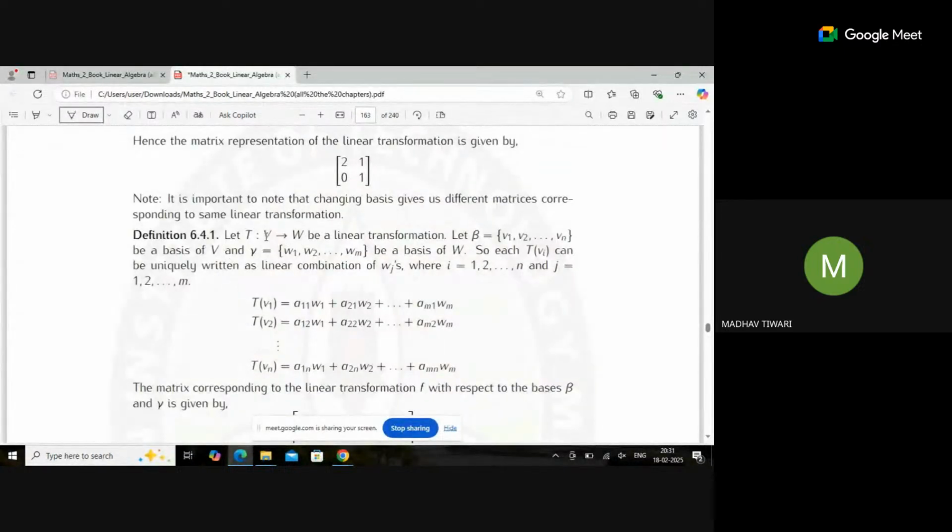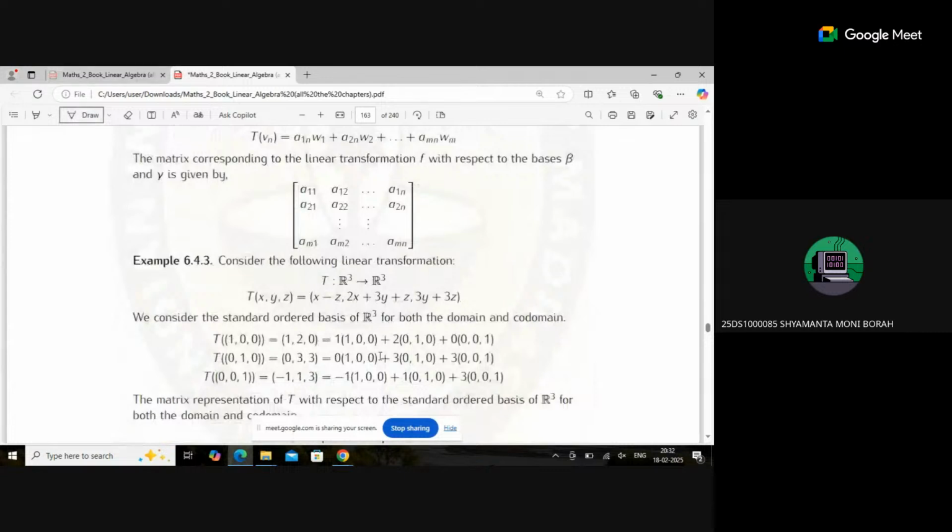Okay, that's fine. You are given a linear transformation like this, and you are given a basis of vector space V, and gamma is the basis of vector space W. So you are saying that the transformation of Vi can be uniquely written as a linear combination of this. Yes, that's fine, it is the same thing. I think this is the matrix of the transformation they are explaining here.